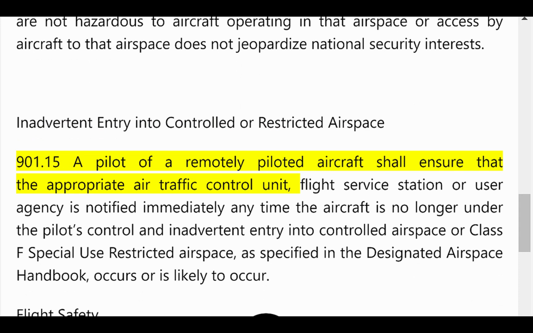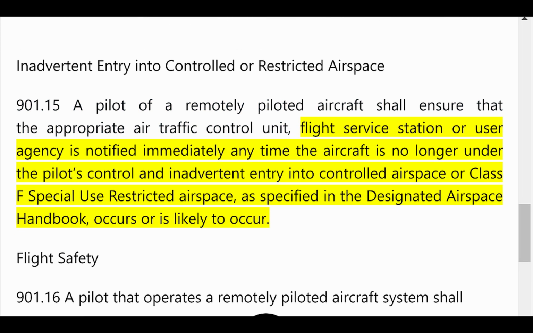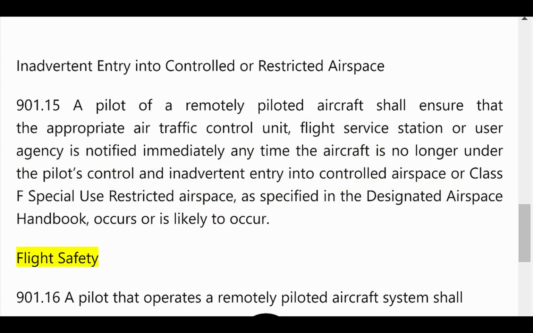901.15 A pilot of a remotely piloted aircraft shall ensure that the appropriate air traffic control unit, flight service station or user agency is notified immediately any time the aircraft is no longer under the pilot's control and inadvertent entry into controlled airspace or Class F special use restricted airspace, as specified in the Designated Airspace Handbook, occurs or is likely to occur. Flight safety.